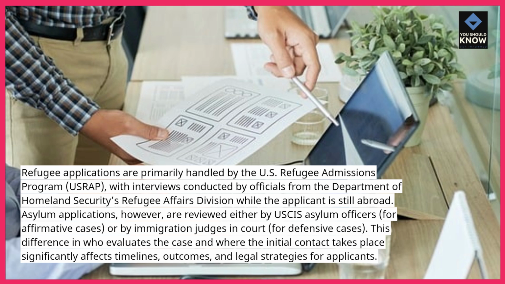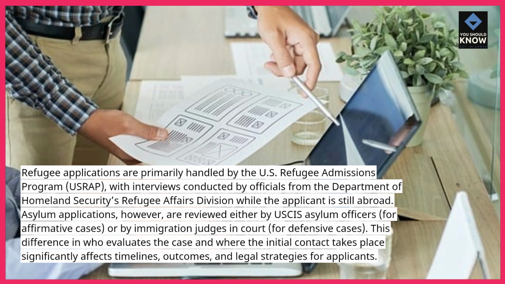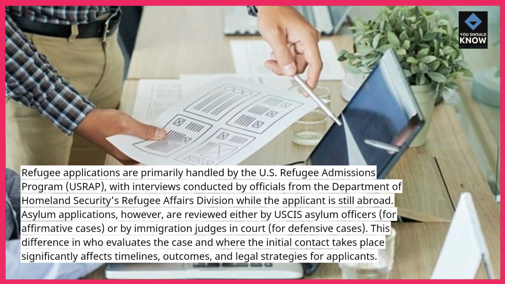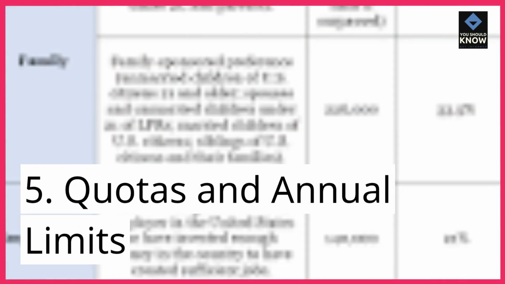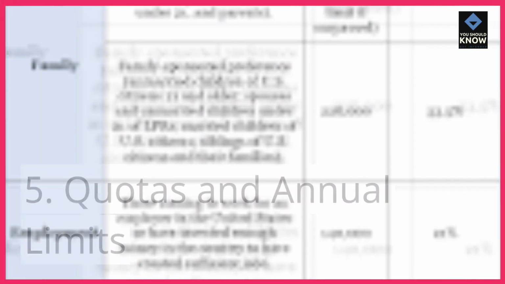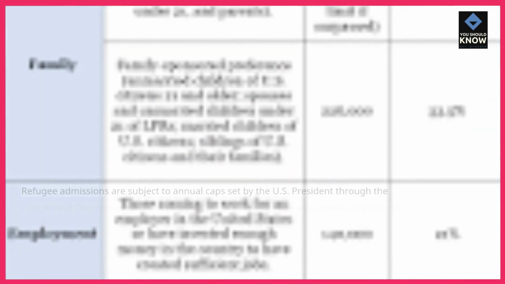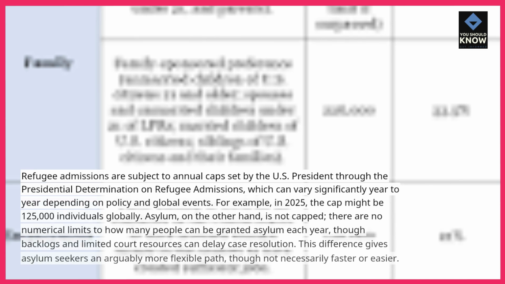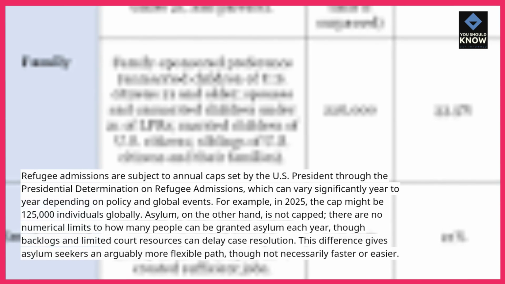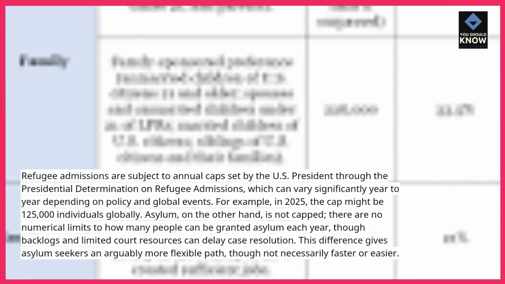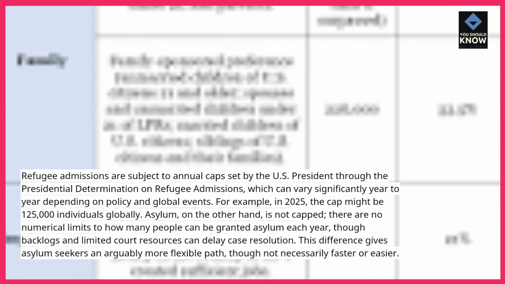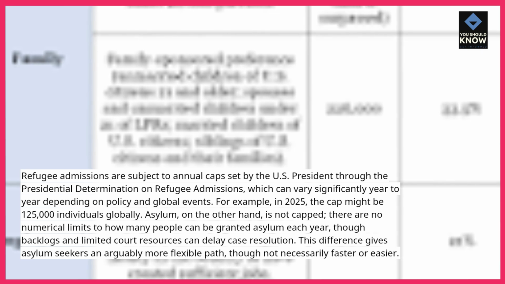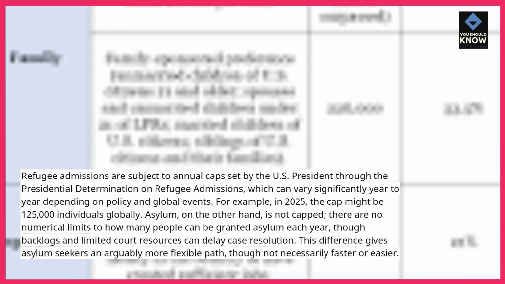This difference in who evaluates the case and where the initial contact takes place significantly affects timelines, outcomes, and legal strategies for applicants. 5. Quotas and annual limits. Refugee admissions are subject to annual caps set by the U.S. President through the Presidential Determination on Refugee Admissions, which can vary significantly year to year depending on policy and global events. For example, in 2025, the cap might be 125,000 individuals globally.